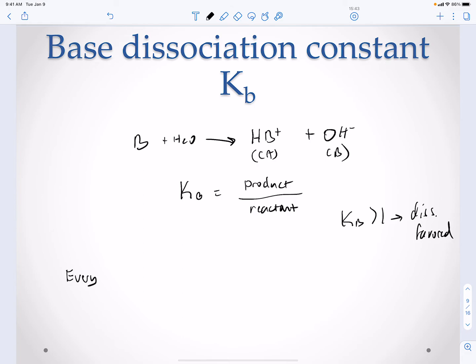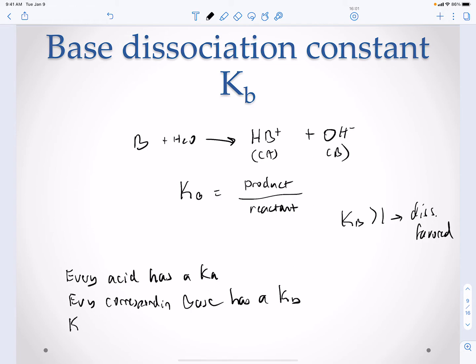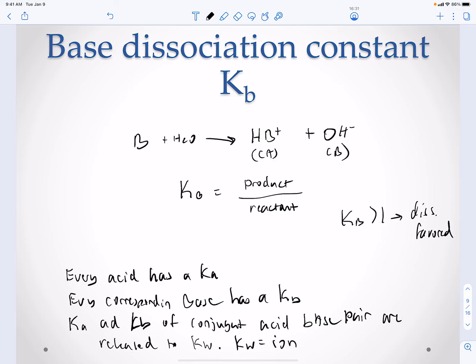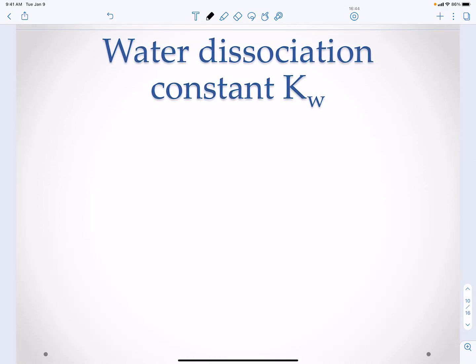So what this means, the Ka and the Kb of a conjugate acid-base pair, remember, those are only differing by hydrogen, are related to the Kw or K water. Kw is the ionized state of water. Okay, so the water dissociation constant. So there are two sort of constants here.